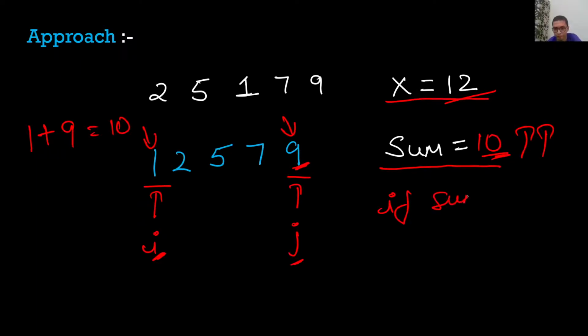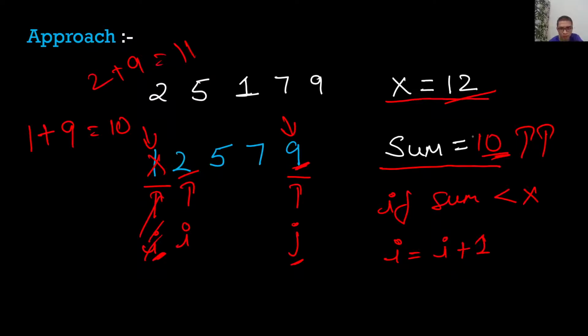So if sum is less than x, then the only way to increase this sum is to move i to the next location. So i equals i plus 1. Now I'll discard this element and now my i would point to this element 2. Again, 2 plus 9 equals 11. So again the sum is less than 12. Hence I'll move i to its next position.